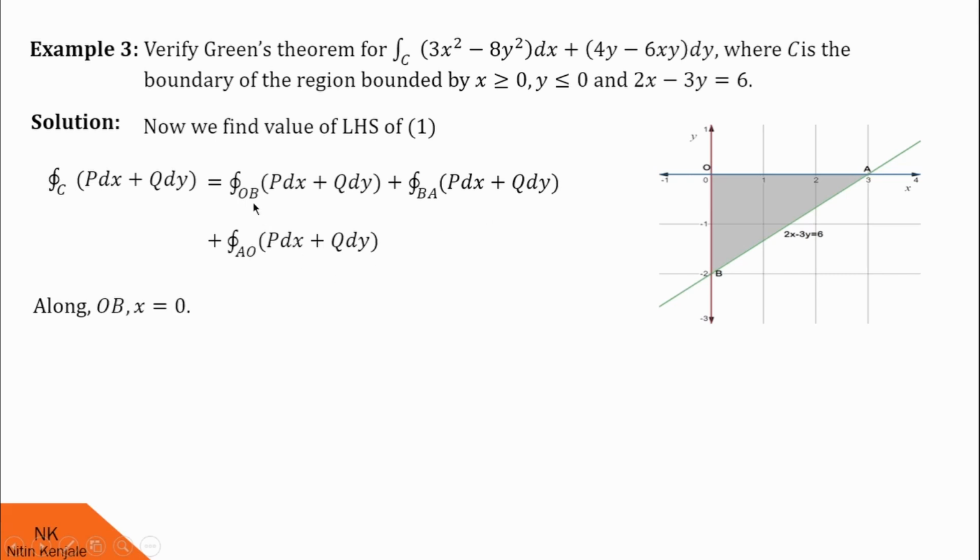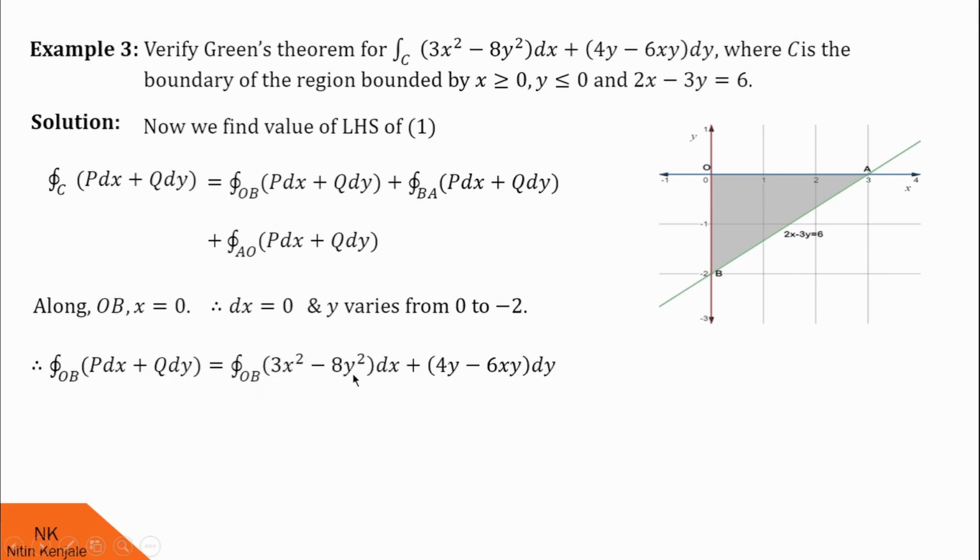First, along OB. Along OB, x is equal to 0. Therefore, dx is also equal to 0. Now we substitute these values x equal to 0 and dx equal to 0 in line integral along OB. Here we also note that y varies from 0 to minus 2. Now this line integral along OB, which is nothing but integral of (3x square minus 8y square) dx plus (4y minus 6xy) dy, can be written as 0 plus (4y minus 0) dy. Because dx is 0, so this first term becomes 0. 4y remains 4y. Substituting x equal to 0 here, we get 0 here.